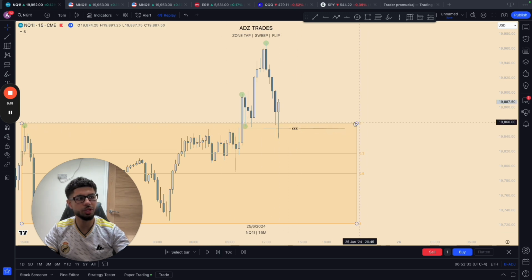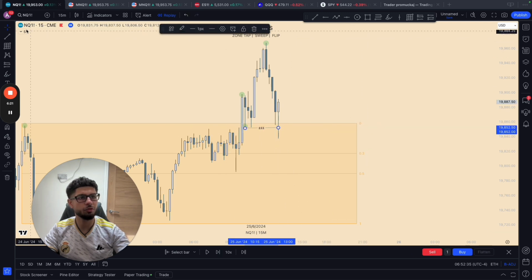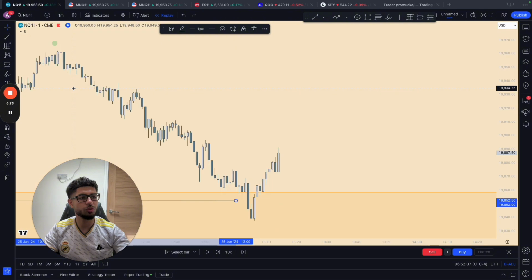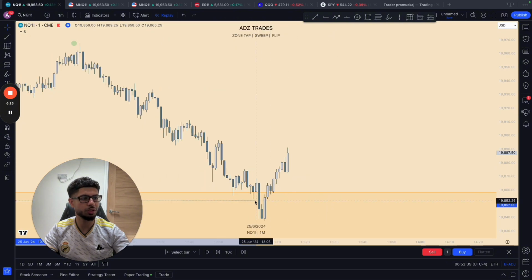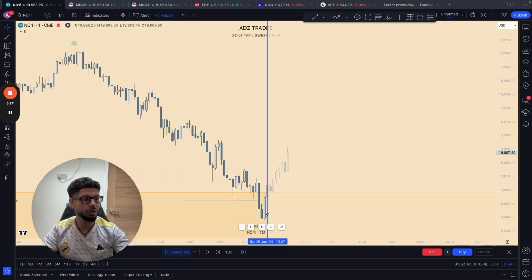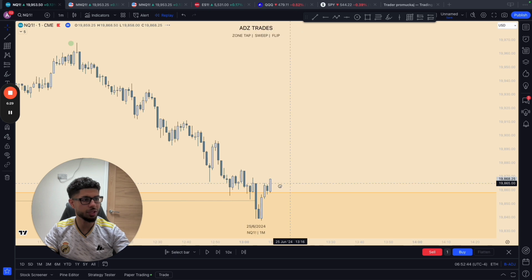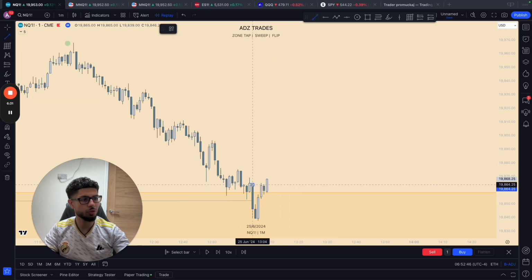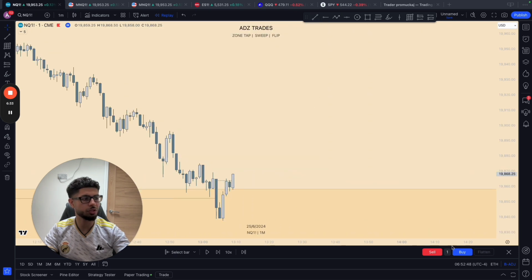Perfect. We swept liquidity now. Now we can look for a potential entry. So on the 1 minute, we swept liquidity, and then we need a flip. And the flip happened on this candle here because we closed above here. So that was our candlestick formation flip.